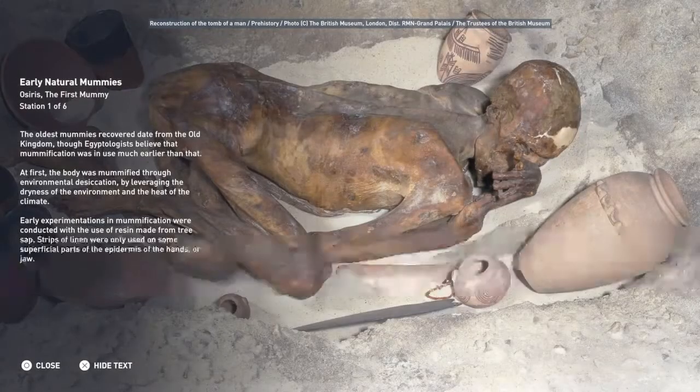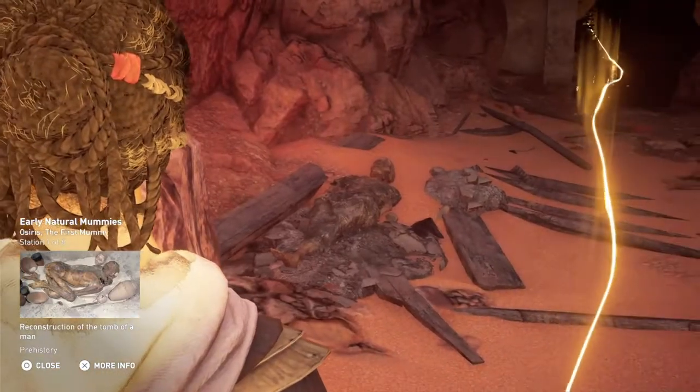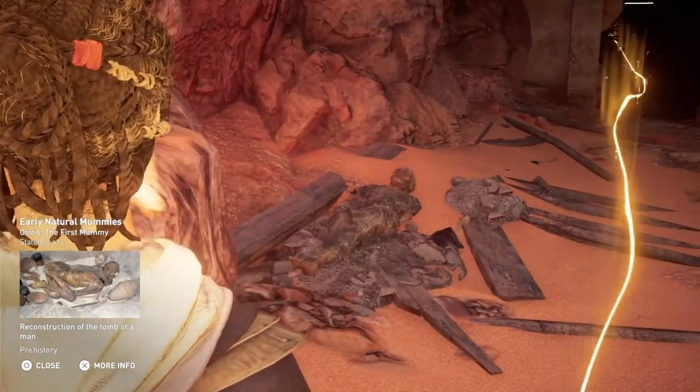believe that mummification was in use much earlier than that. At first, the body was mummified through environmental desiccation, by leveraging the dryness of the environment and the heat of the climate. Early experimentations in mummification were conducted with the use of resin made from tree sap. Strips of linen were only used on some superficial parts of the epidermis of the hands or jaw.